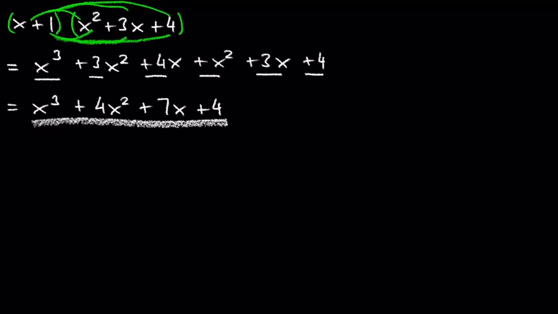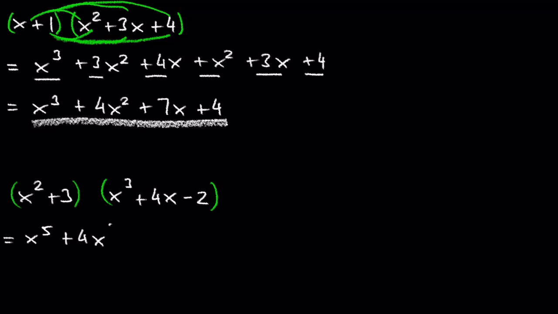Let's look at another example with a binomial and a trinomial. x squared plus 3 times x cubed plus 4x minus 2. x squared times x cubed is x to the 5th. x squared times 4x is 4x cubed. x squared times negative 2 is negative 2x squared. 3 times x cubed is 3x cubed. 3 times 4x is 12x. And 3 times negative 2 is negative 6.